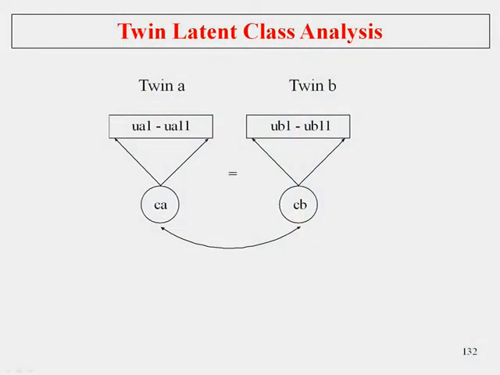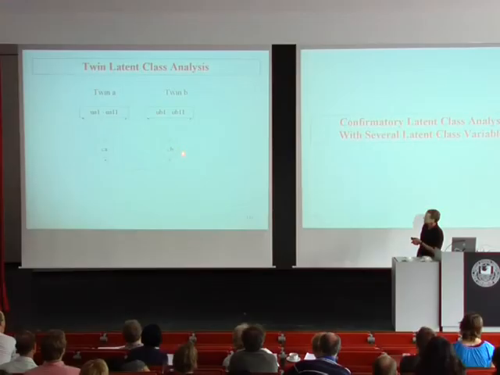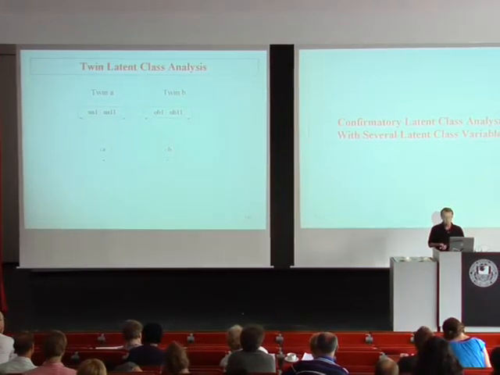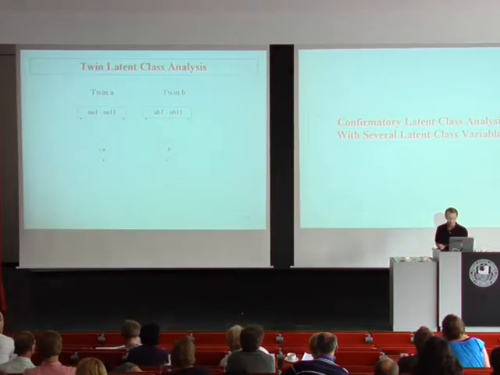Now, the confirmatory aspect of this is not only that we have equality of these measurement parameters specified, but we also say that twin B responses are not influenced by twin A latent class membership, but only by twin B's latent class membership. And vice versa, CB does not influence that box, but only that box. So we don't have these cross arrows going like that. If we allowed that, then we would no longer be in the confirmatory setting.